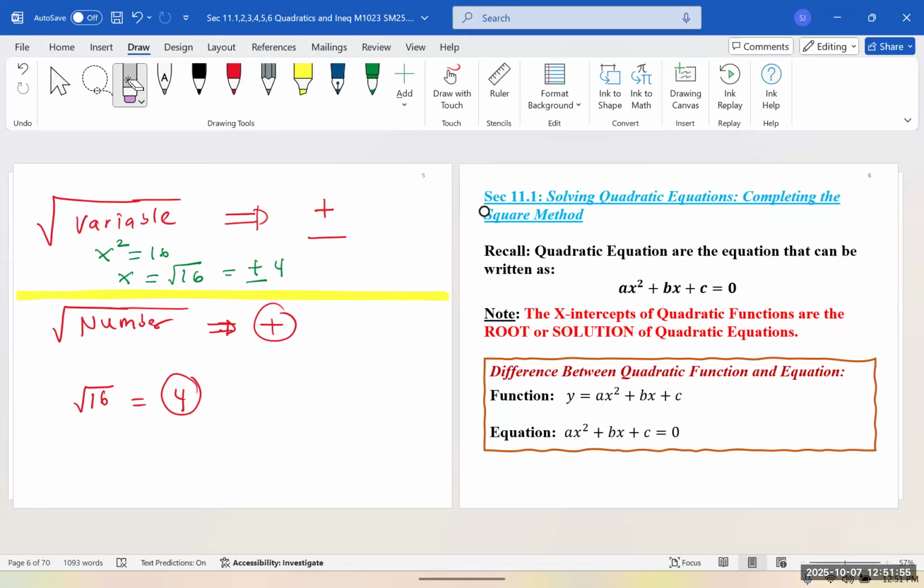But before we go, let me clarify something for you. There is one called a quadratic function, and there is one called a quadratic equation. For a function, you have to have a y on one side, or f of x. When you have y or f of x on one side, it's a function. But when you have a number on one side, it could be 0, it could be a number, it could be a variable. If you have anything besides y or f of x, then it's an equation.